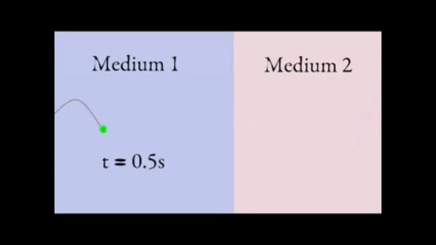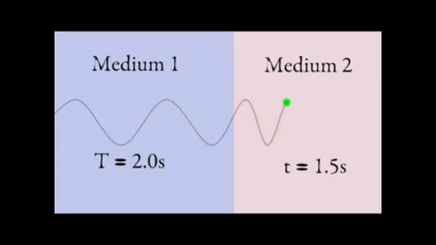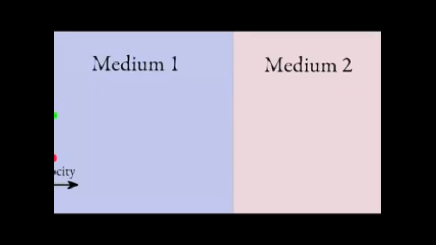So if we look at the time to complete one cycle from crest back to crest, it takes 2 seconds. That's the period. When it enters the new medium, the vertical motion hasn't changed, so the time to go from crest to crest is still 2 seconds. If the periods are the same, then the wave must have the same frequency.